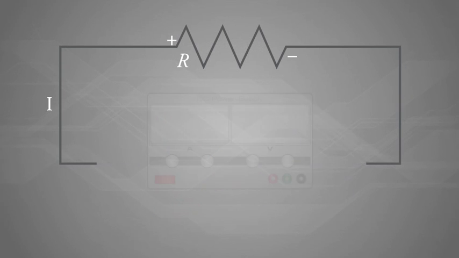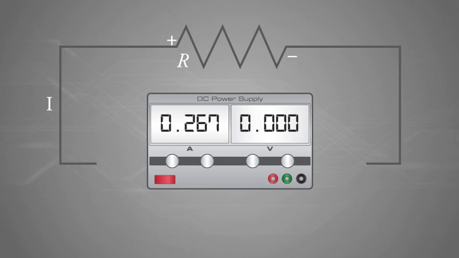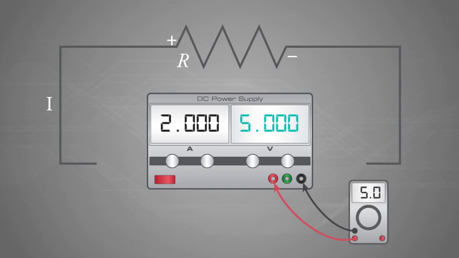The DC power supply is a commonly used device in the lab. This device has the ability to create different amounts of electromotive force. As the voltage is increased, the potential difference between the terminals is increased. Note that the unloaded voltage of the power supply is set to 5 volts.